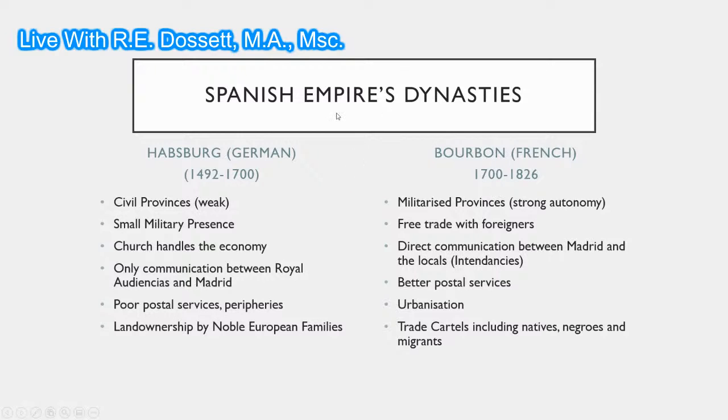Now, the Spanish Empire you can divide in two eras. You had the Habsburg era, which was when the German household from Austria managed it. And you had the Bourbon era, when the Bourbon kings from France managed it. So you have the German era and the French era.